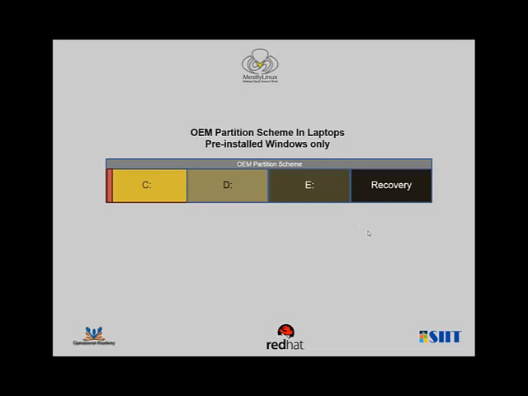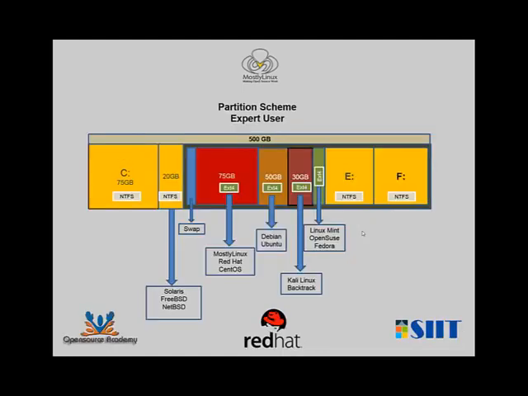Finally, we come to the disk partitioning scheme for advanced users. Here is a test case scenario. My hard disk is 500 GB. The first partition, C drive, I have allocated 75 GB with NTFS file system for installing Windows. It could be something different. The size could be something different in your case. Possibly you are going to allocate 100 GB or 150 GB. It's your preference. Then I have created one more primary partition of 20 GB.